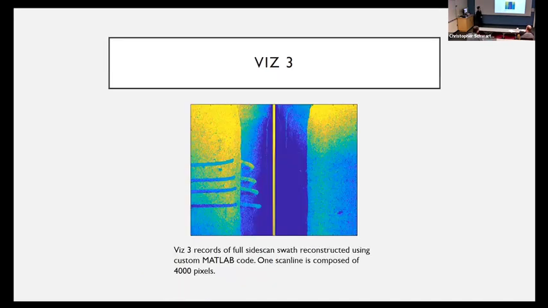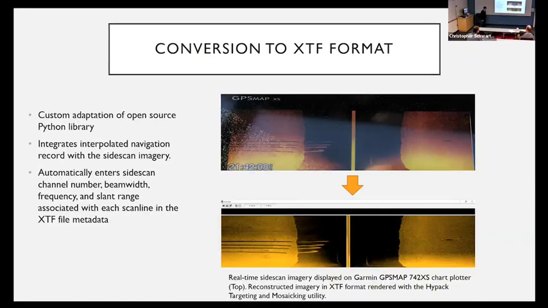So here's what you get when you reassemble the Viz3 format using some custom MATLAB code. And there's the full swath reassembled. So now that we can rebuild the imagery from the data stream, we need to be able to convert it into some format that we can manipulate using the software that we like to use.